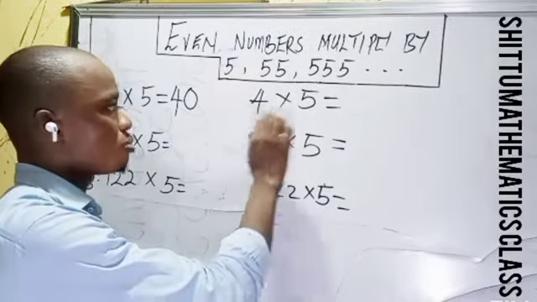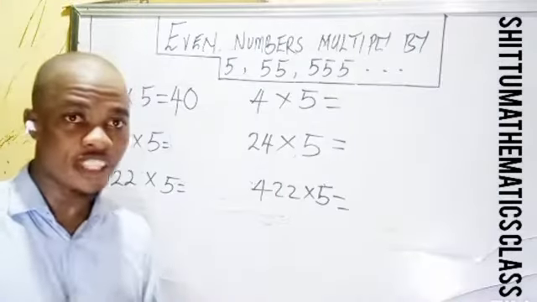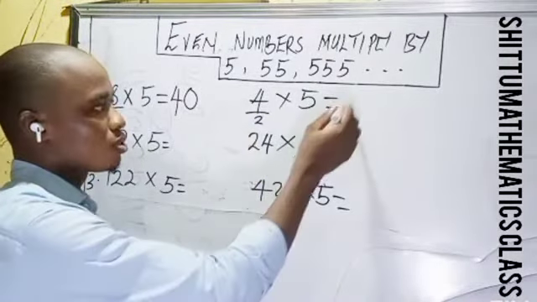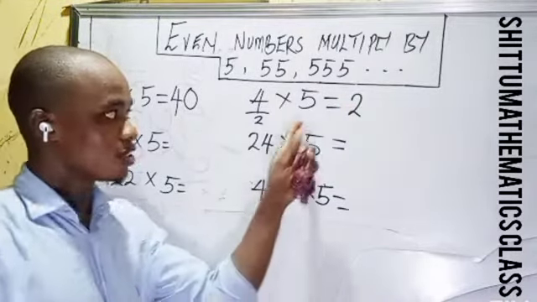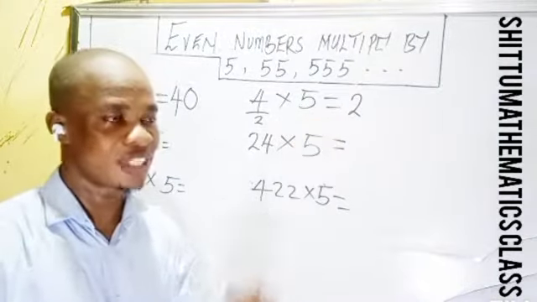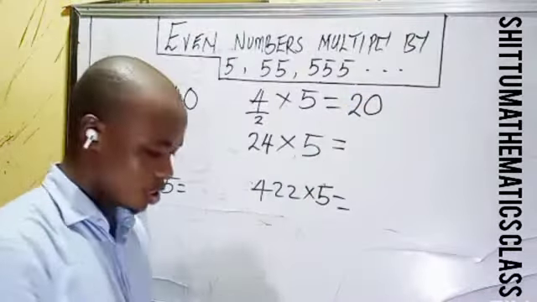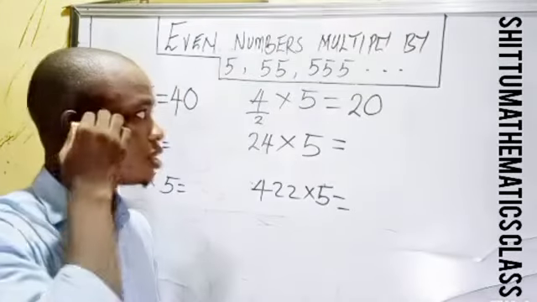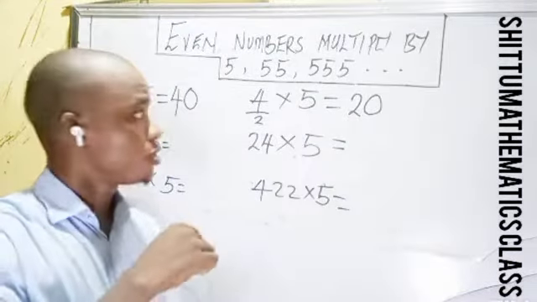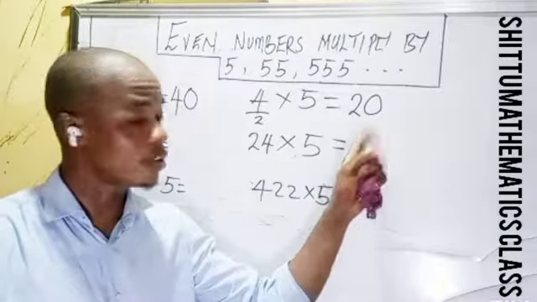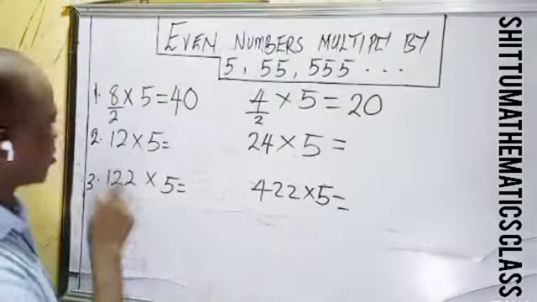Then let's look at this one also. We have 4 multiplied by 5. 4 is an even number. Divide 4 by 2. We have 2. Don't forget that we are multiplying by 5, and whenever you are multiplying by 5, what do you do? Add 0 to the 2. So this is telling us that 4 multiplied by 5 is going to give us 20. Let's go to the next one.